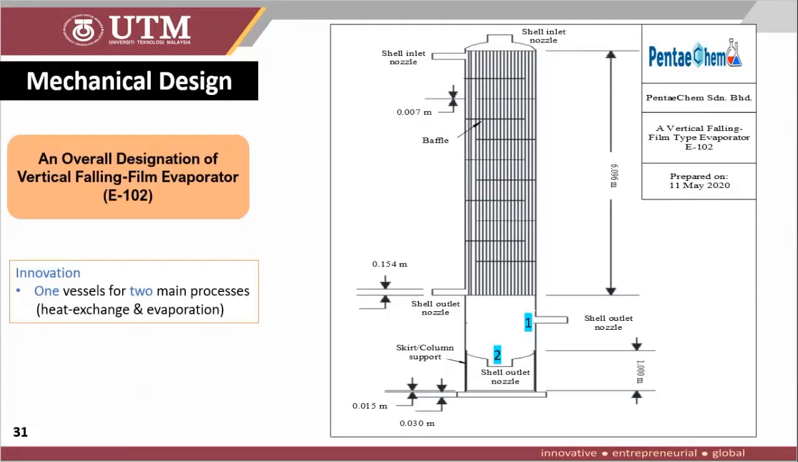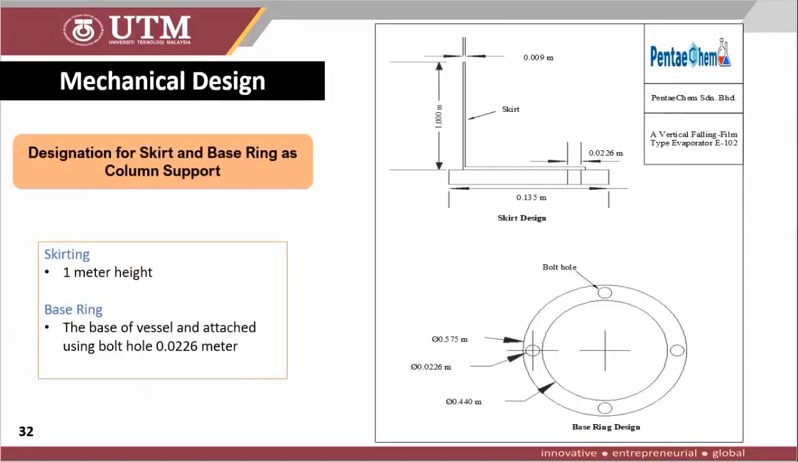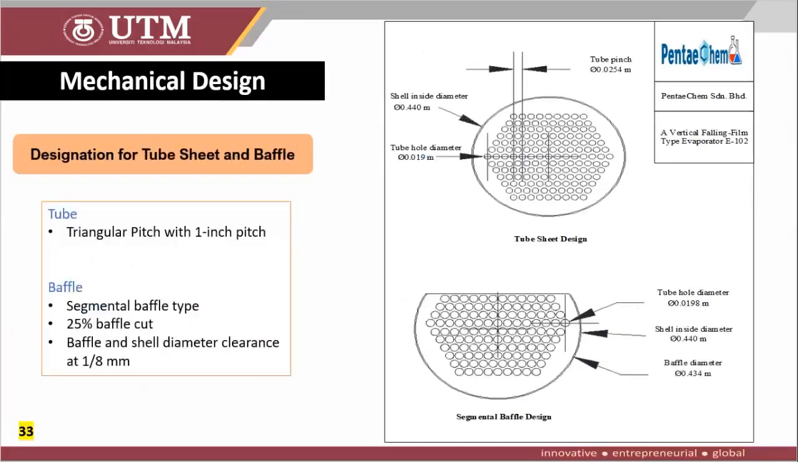outlet 2. So this diagram shows the designations for skirt and base ring. It functions as the column support for our vessel. And this diagram shows the designation for tube sheet and baffle. This tube sheet is designed with triangular pitch with 1-inch pitch, and the baffle designation is segmental baffle cut with 25% baffle cut and with baffle and shell diameter clearance at 1/8 millimeter.